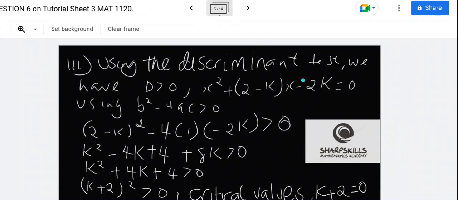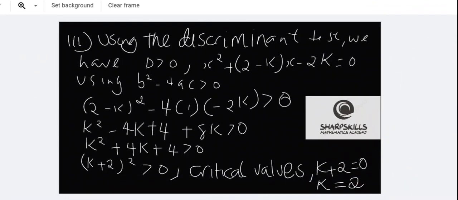Here we are simply using the discriminant test, because what is it saying? It's saying the roots are real. In this case, when the roots are real, meaning the discriminant is greater than 0, that is when you're going to have two distinct real roots. So in this case, it's the same understanding, because we want to find the value of k. That is what you're interested in finding.